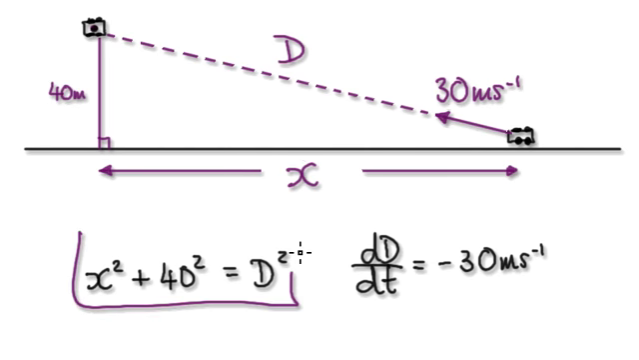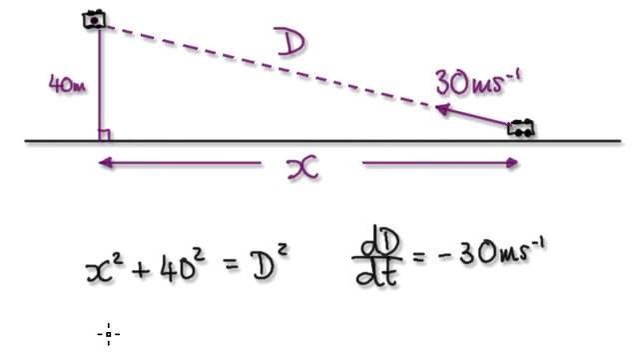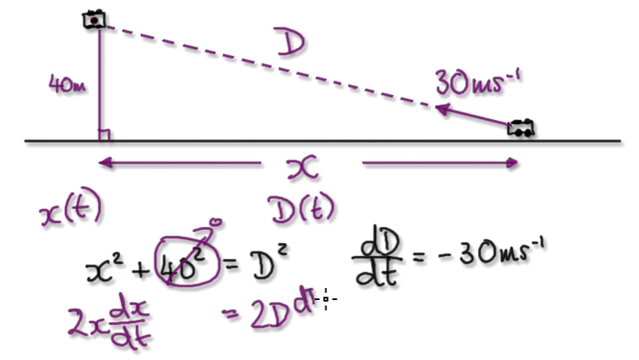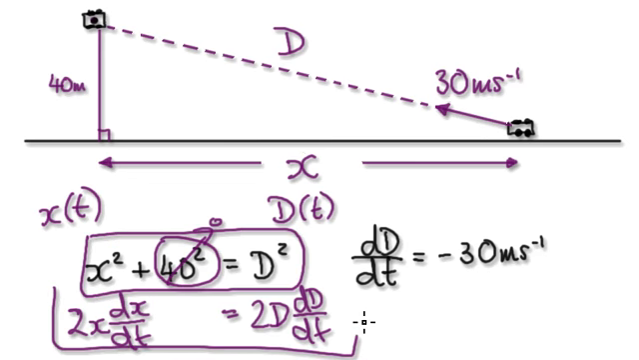So when you come to differentiate this, let's differentiate that now with respect to time. It will be 2x, and because x is a function of time, we've got to stick dx by dt here. Then this is just a constant, so that's going to go to 0. And then this one here will be 2 capital D, but because capital D is a function of time, you've got to stick dD by dt. So when you differentiate this, it will give you this.